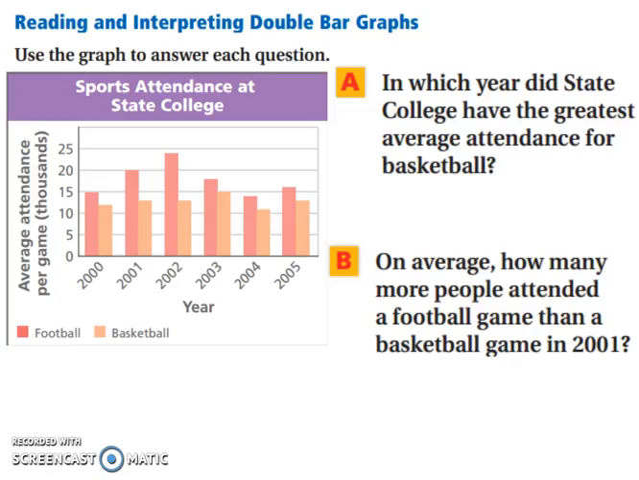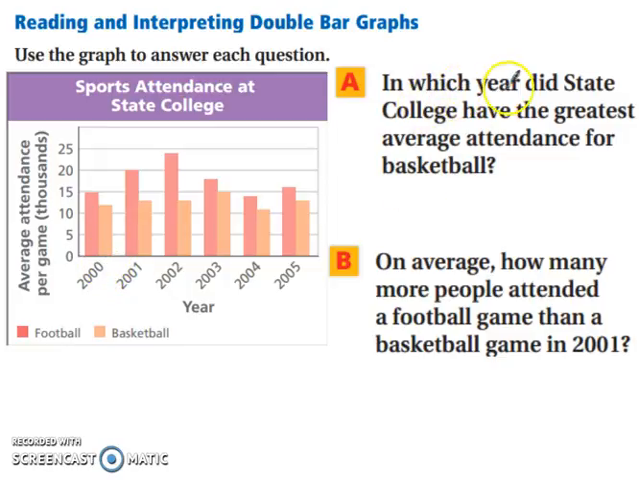Now let's move on to reading and interpreting double bar graphs. So a double bar graph still has a title, the axes are still labeled. The difference is there are 2 bars instead of 1 for each category. In this case, the category is years. The left side, the red, is football, and the right represents basketball.